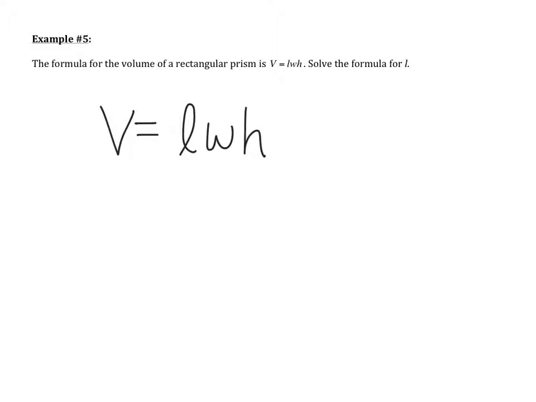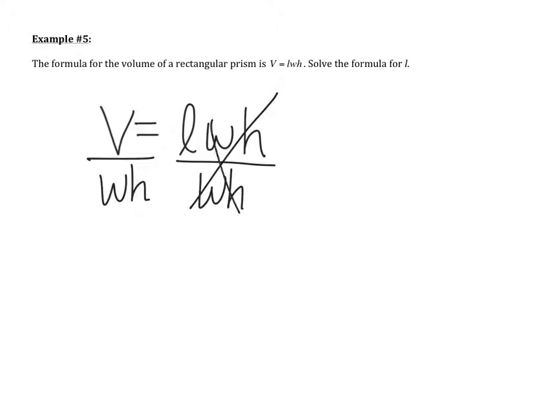So it wants us to solve for L. So right now, L is being multiplied by the W and the H. So to get rid of multiplication, I have to divide. So I'm going to divide both sides by WH. I'm going to do it all in one step. So WH divided by WH is 1, so that's going to cancel these, leaving me with L on the right side. And then V divided by WH is just simply V over WH.